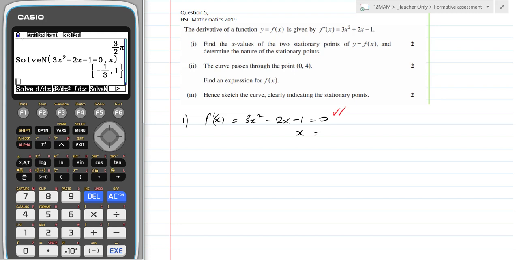Yes? It's supposed to be plus 2x. It's supposed to be what, sorry? Plus 2x. Oh, okay, my apologies.